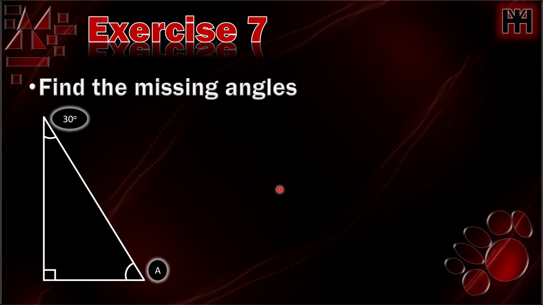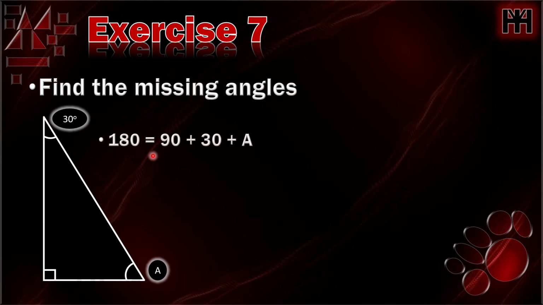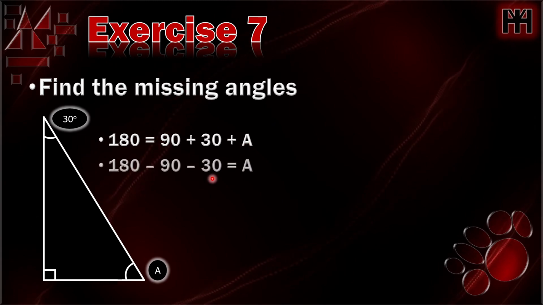Okay, find the missing angle. We have a triangle here. I want you to know that if you see the square sign here, this is 90 degrees. You won't have to write it. You must know that if you see the square, then this angle is 90 degrees. So we have 90, 30, and A. We have 180 equals 90 plus 30 plus A, since the sum must be 180. To get A, we subtract the 90 and the 30 from 180, so A is equal to 60.